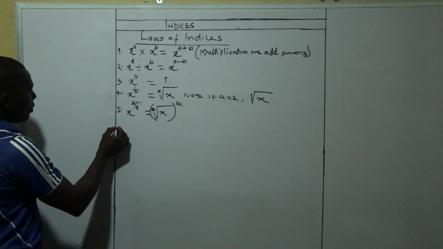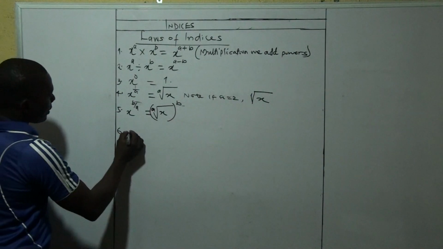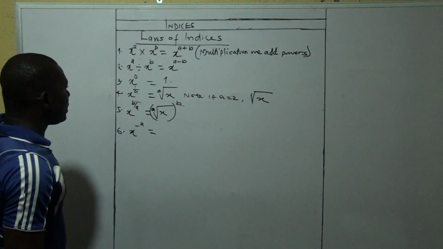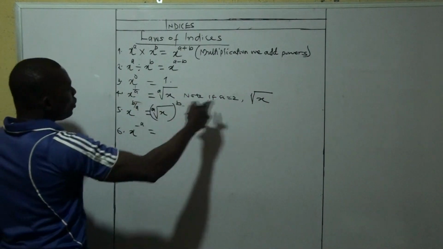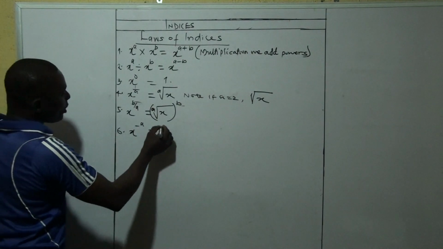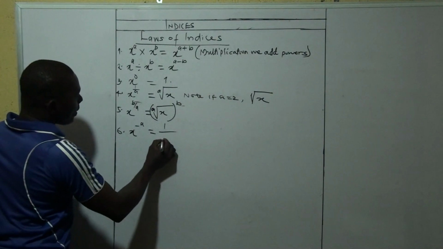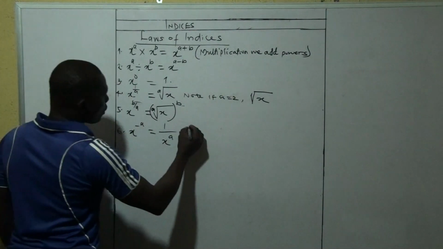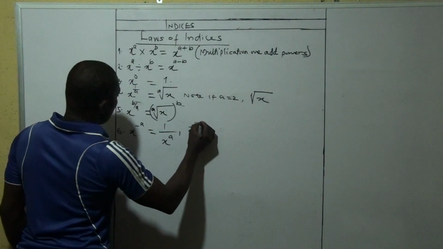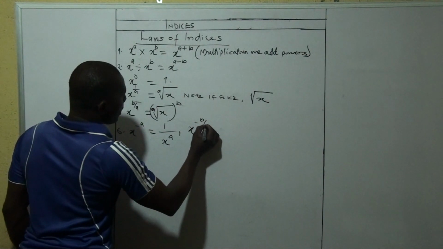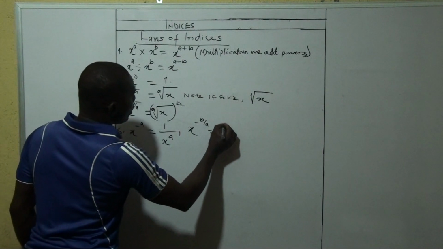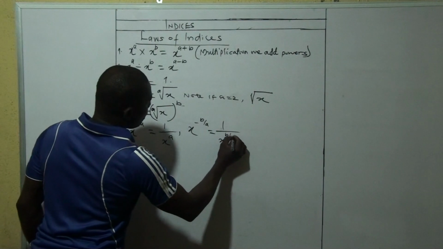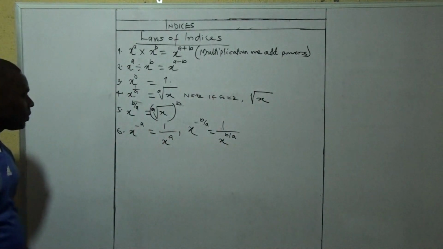Then if we have x raised to power minus a, which is negative indices, all these ones are called root indices. This one is negative indices. It simply means 1 all over x raised to power a. For instance, if we have x raised to power minus b over a, here it simply means 1 all over x raised to power b over a.